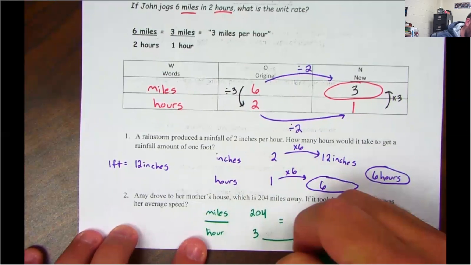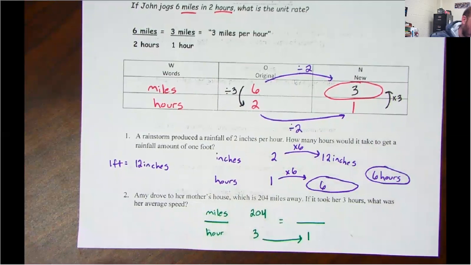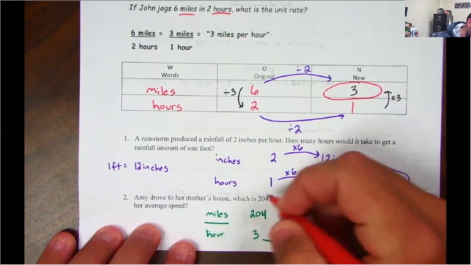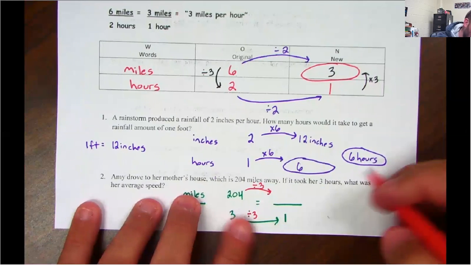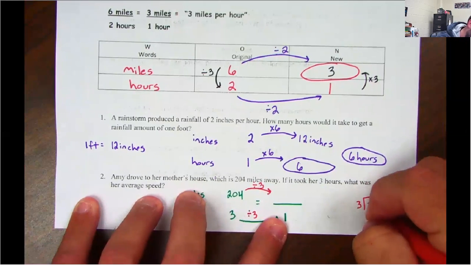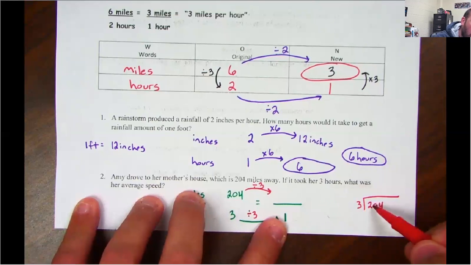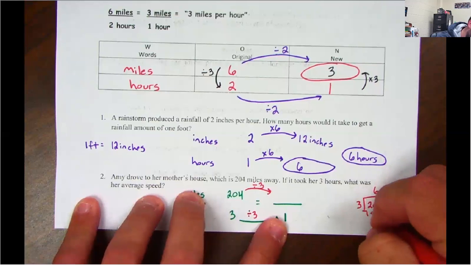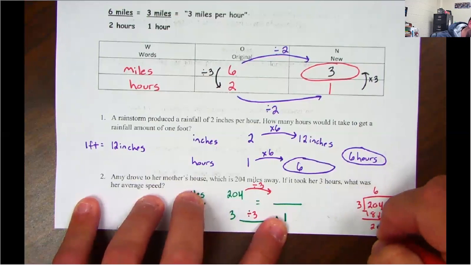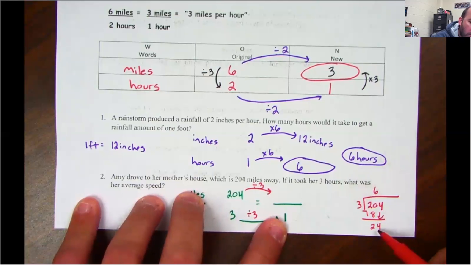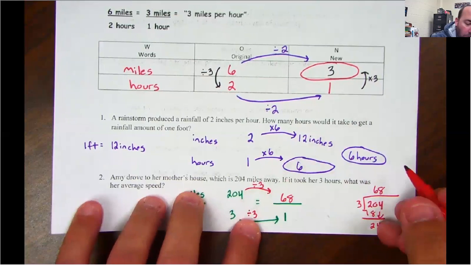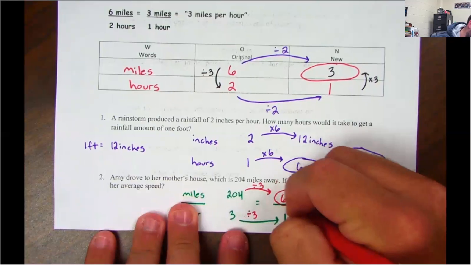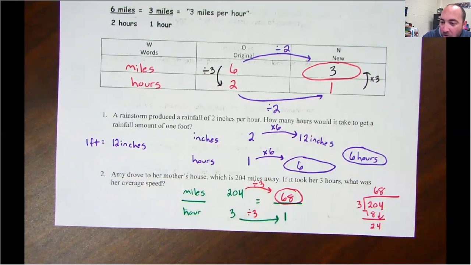Well, guys, how would you go from 3 to 1? Don't you just divide by 3? So what's 204 divided by 3? Well, let's see here. 3 can go into 20 6 times. 3 can go into 24 8 times. So this person was able to go 68 miles per hour.